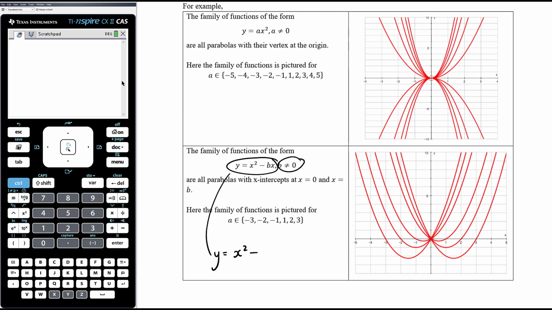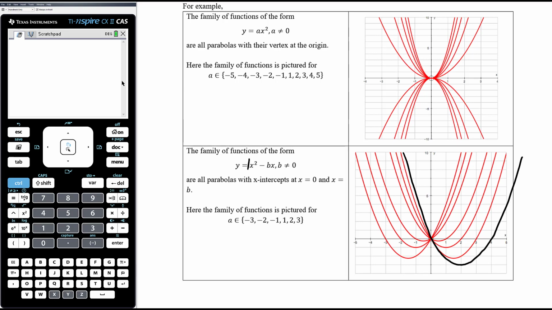Again, the dilation factor is 1, so they can't be steeper and flatter. They're all going to have the same dilation factor, but we're going to potentially have an x-intercept at 0 and an x-intercept somewhere else. So it's not going to be a tall, thin parabola with those same two x-intercepts. It's going to follow the same kind of dilation as the others because they're all just 1x squared. But we're going to be seeing this family of quadratics.